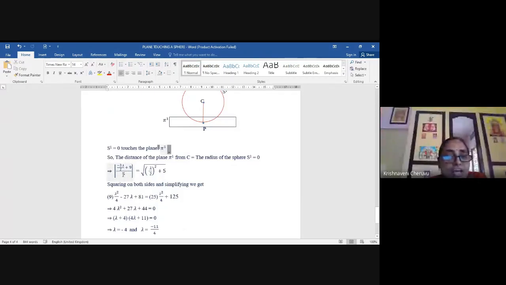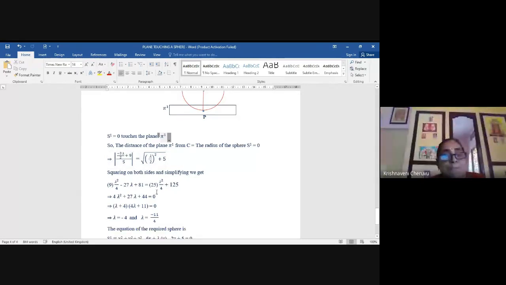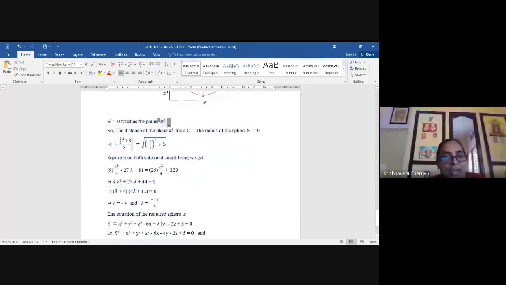When you square this, you will get (minus 3 lambda by 2 plus 9) whole square by 5 square, and on the right side the square root and square will be cancelled, and that 5 square, if you bring to the right side, would be 25 into this much. So 5 square means 25. When you simplify and factorize, you get (lambda plus 4) into (4 lambda plus 11) is equal to 0. From this, lambda is equal to minus 4. From this, you get lambda is equal to minus 11 by 4.